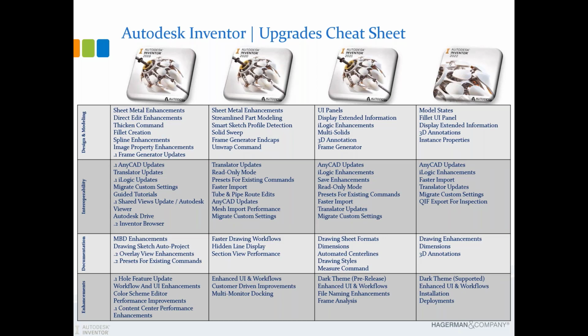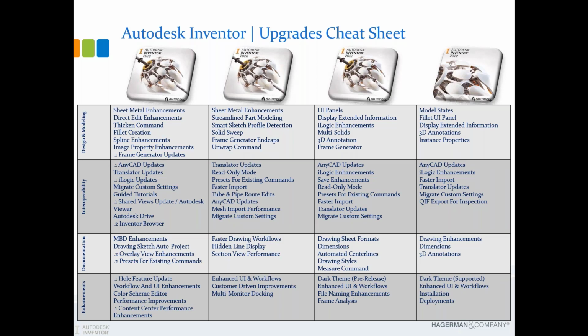2021 comes out, and we've got more UI panels for the Extrude, the Revolve, the Sweep, Thread command, more of the more commonly used commands being moved away from the traditional dialog boxes over to the UI panels. Frame Generator got some updates as it went to the UI panels as well from the traditional dialog boxes. Presets for existing commands were added so that we can save our favorites in those UI panels. Drawing sheet formats added to the default templates.